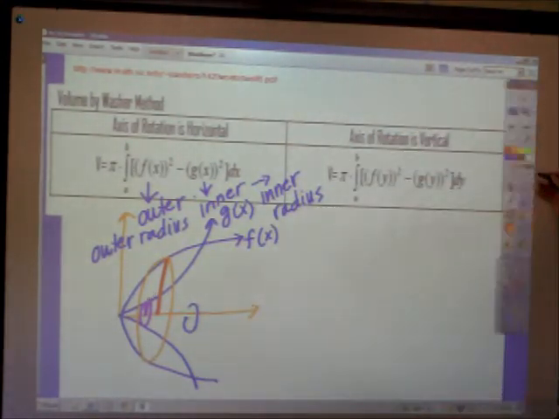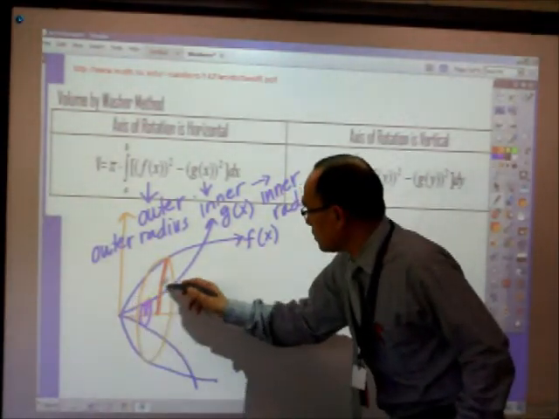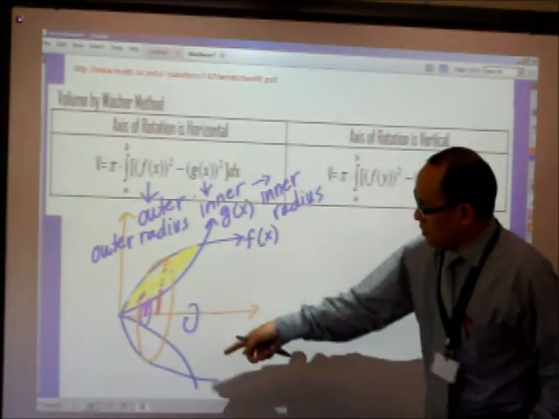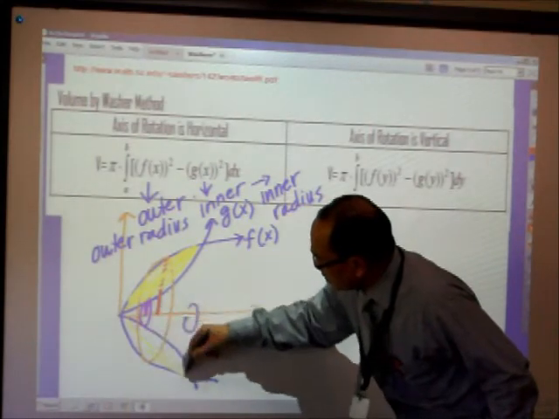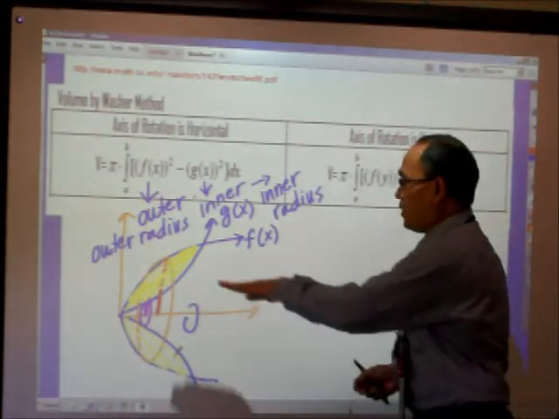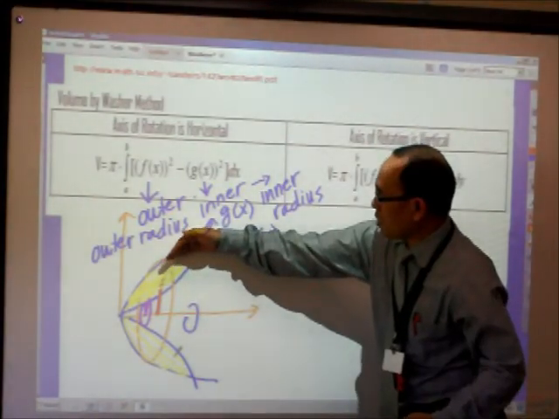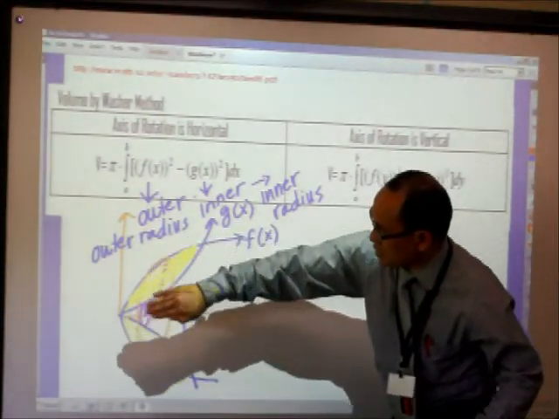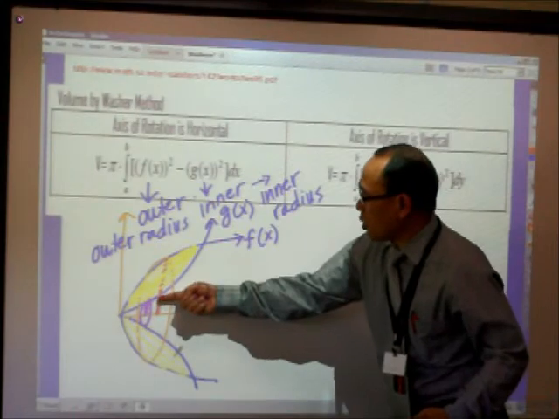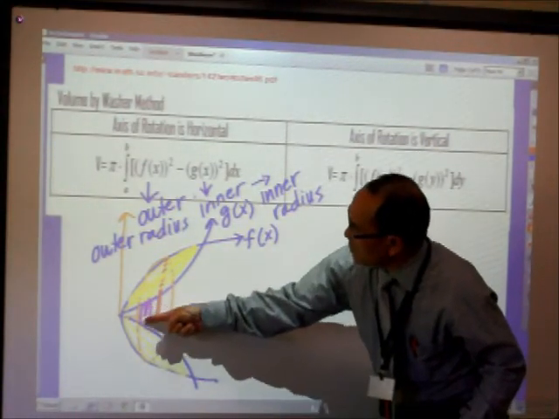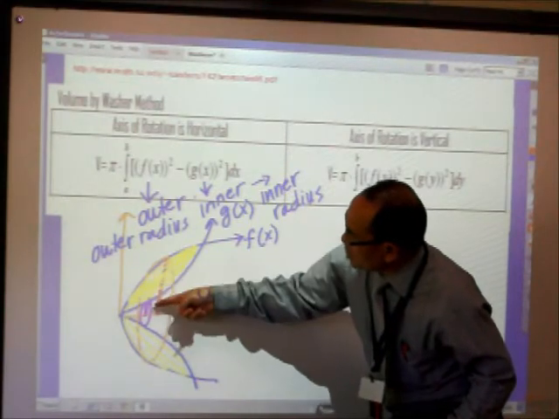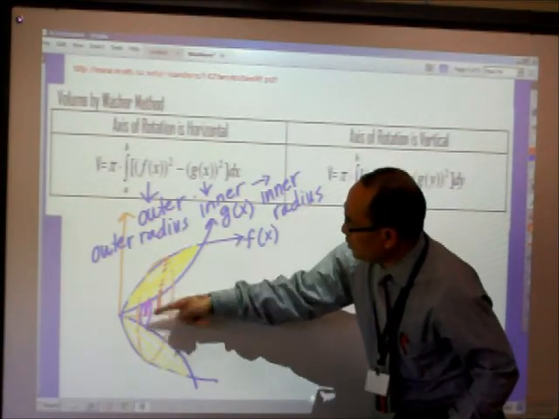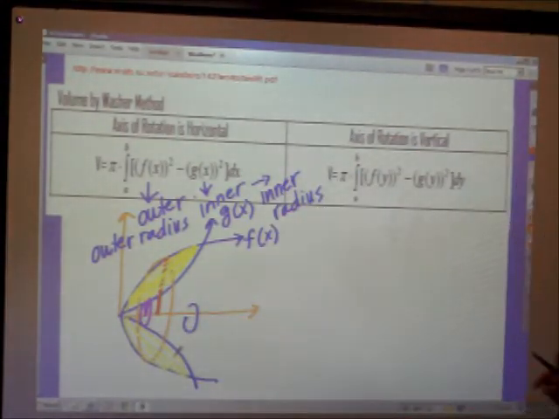So if we are going to find the volume of this region rotated about the x-axis, it's just the same as the whole region here, I'm talking about the outer radius or the outer function, rotated about the x-axis, we get a solid there, and we subtract this volume here generated when we rotate this inner function about the x-axis. So that's why we have the formula there.